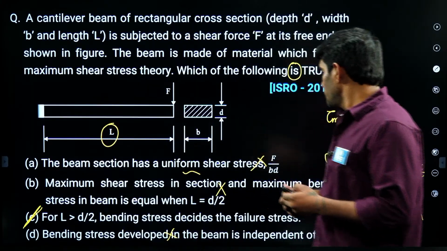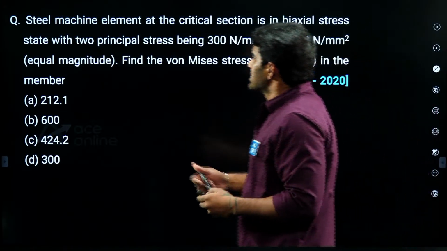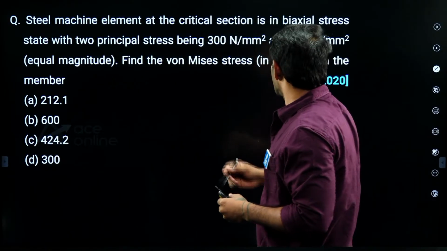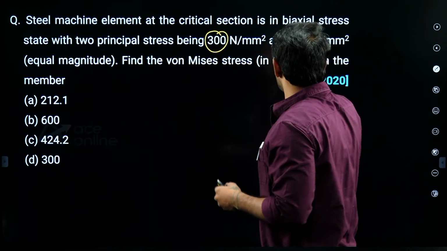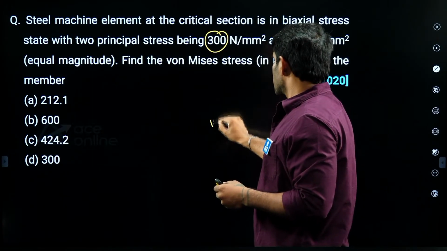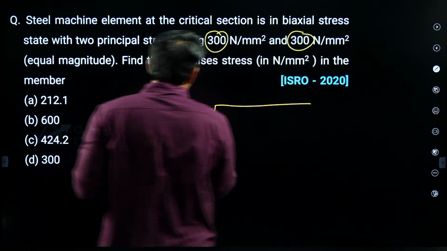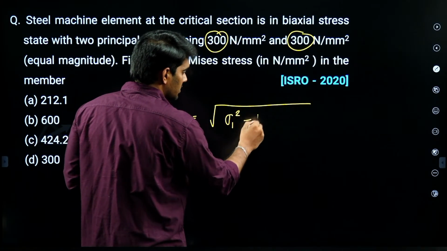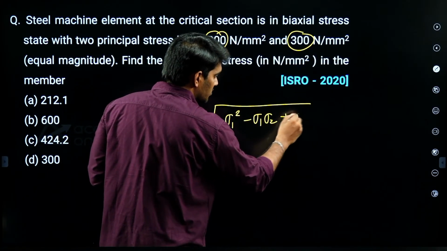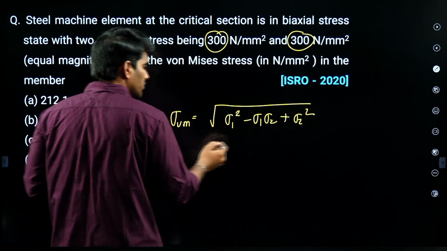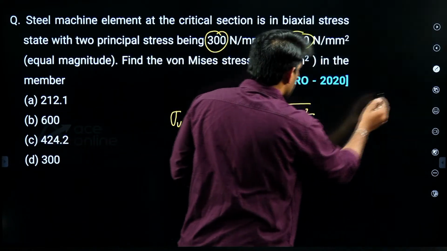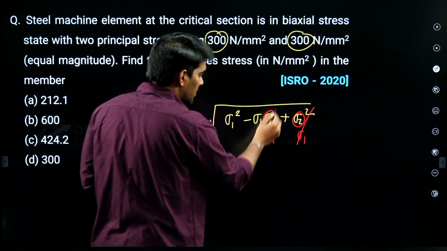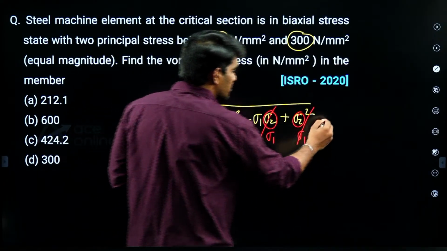Moving ahead. A steel machine element at the critical section is in a biaxial stress state with two principal stresses. Here this is sigma 1, this is sigma 2, and sigma 3 is 0. We know that the von Mises stress is equal to the square root of sigma 1 square minus sigma 1 sigma 2 plus sigma 2 square. If sigma 1 is equal to sigma 2, sigma 1 square cancels out and the von Mises stress becomes equal to sigma 1.